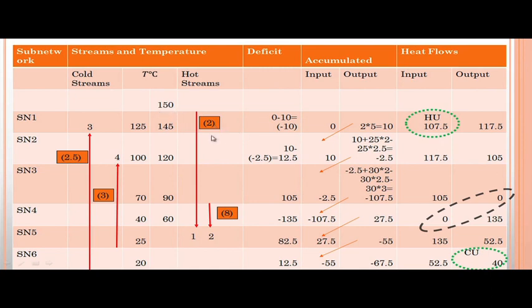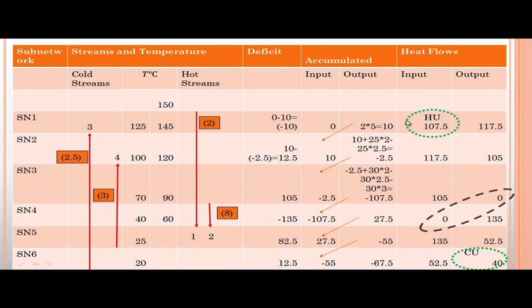Temperature difference is 5 degrees and the heat capacity rate is 2. So, 2 into 5 is 10. So, the deficit that this subnetwork will have is equal to input minus output. There is no input. Input minus output is the deficit. So, it will have a minus 10 unit of deficit.